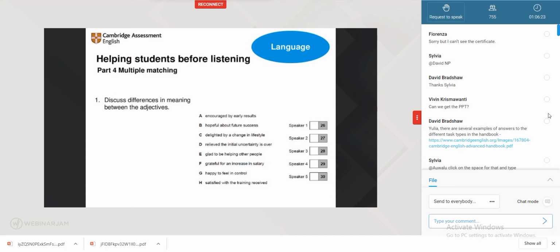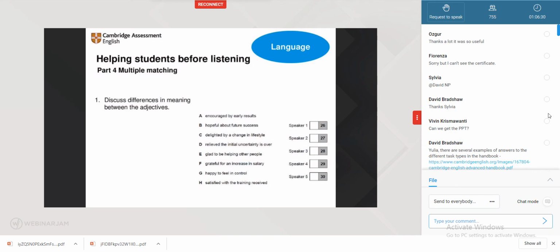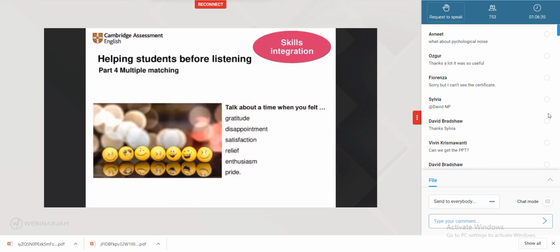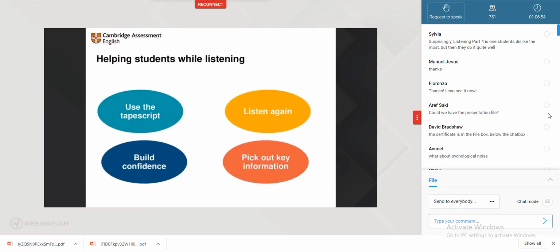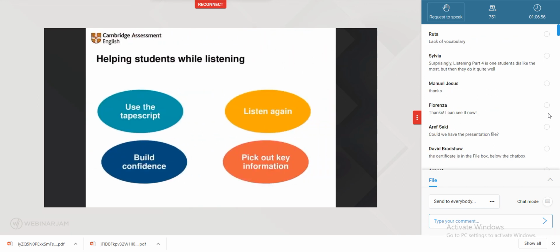Yeah, just to prepare them for what they are going to listen to, try to discuss the difference in meaning between the adjectives and see the different nuances, and then integrate this activity with speaking and get them to talk about a time when they felt in such a way. Because if they can relate to it, I think it will be easier for them to remember. Yeah.